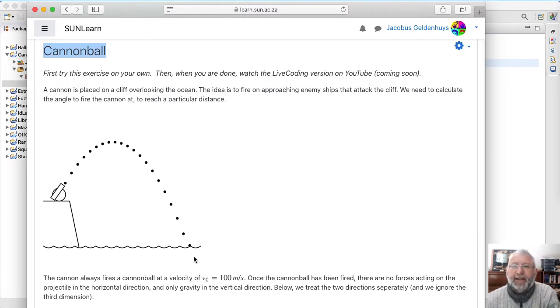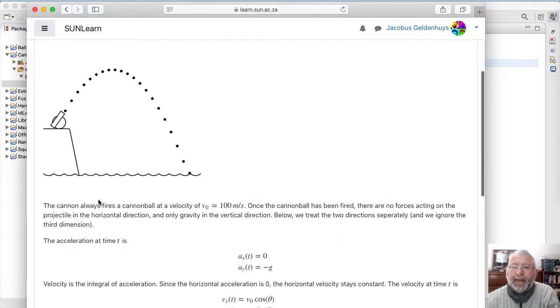Okay, so there's a cannon. It's firing at ships, and we need to calculate the angle. Good, right, it's about the angle. The cannon always fires a cannonball at a velocity of v0. So velocity 0 is 100 meters per second. Okay, so the cannon has a certain amount of gunpowder, and that determines how fast the ball will go, the weight of the cannonball determines the velocity, the initial velocity.